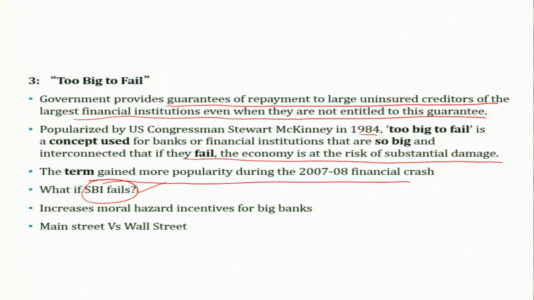From SBI's perspective, they may be making lots of risky investments. Even if these fail, they will be thinking that the government won't allow them to fail, even if their net worth declines and becomes negative. They will think that since they are too big, they are too big to fail, and the government won't allow them to fail. Because of this, the too big to fail policy increases the moral hazard incentives for banking institutions, and not only for banking institutions but also for non-banking financial institutions that are extended a government safety net.